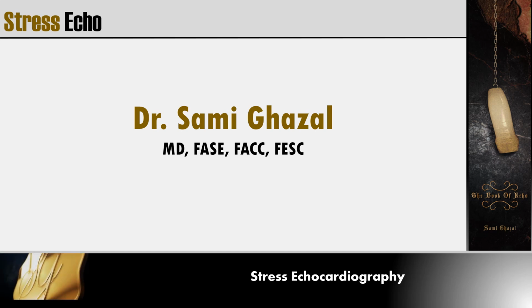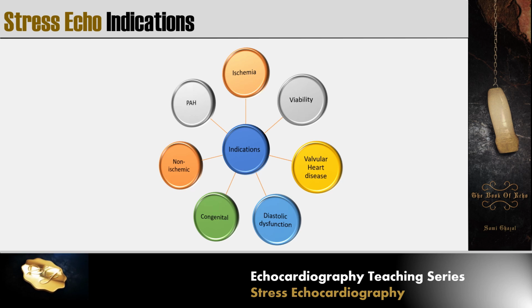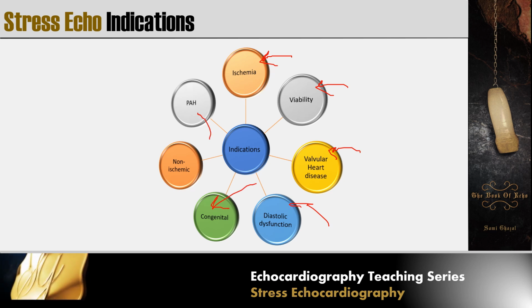This is lecture 15 about stress echocardiography. This lecture is a bit lengthy, but it's very important. There are a lot of indications for stress echocardiography. The classic is detection of ischemia and viability. However, non-ischemic indications are growing and include valvular heart disease, diastolic dysfunction, even congenital pulmonary hypertension, etc.